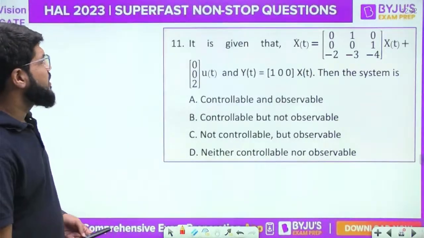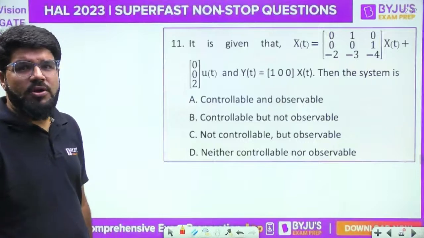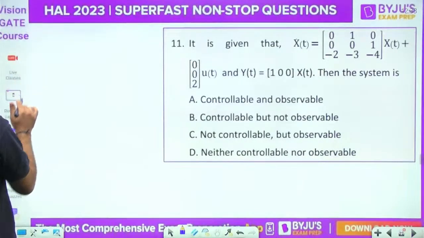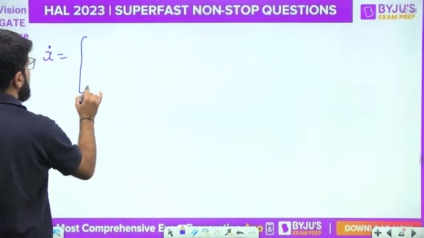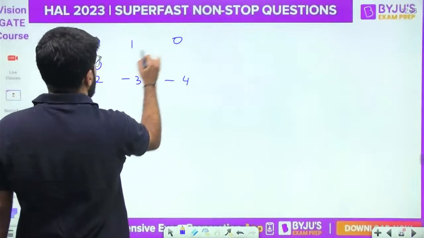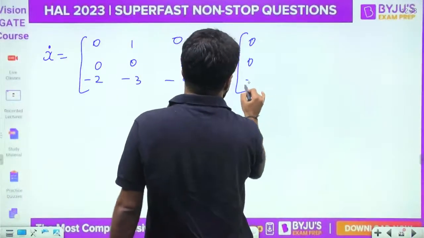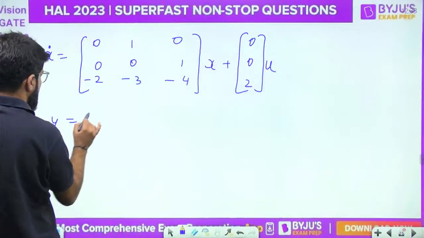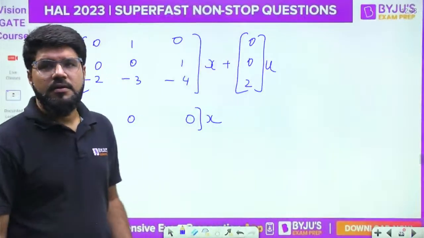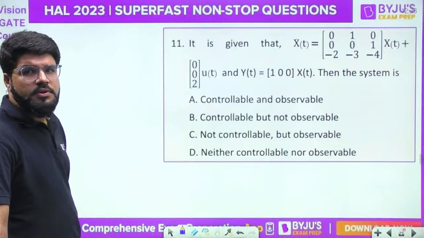Here it is, number 11. It is given that x dot t is equal to Ax plus Bu and y is equal to Cx. A state space model has been given to you. Let me write it here separately. You are given x dot is equal to Ax plus Bu, y is equal to Cx. Okay, now look.